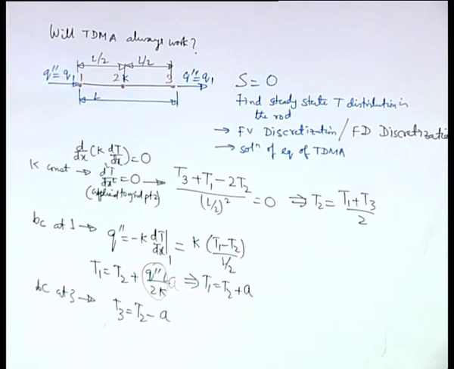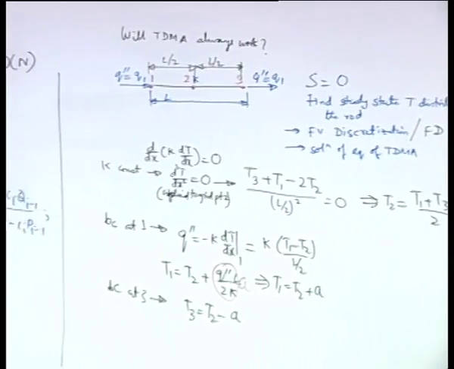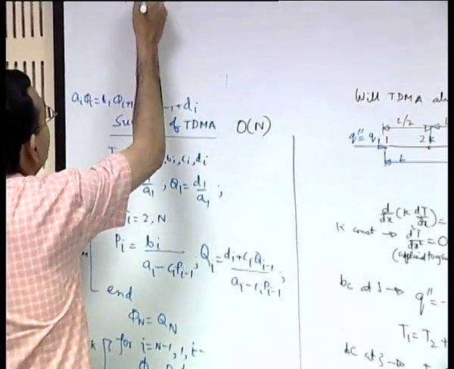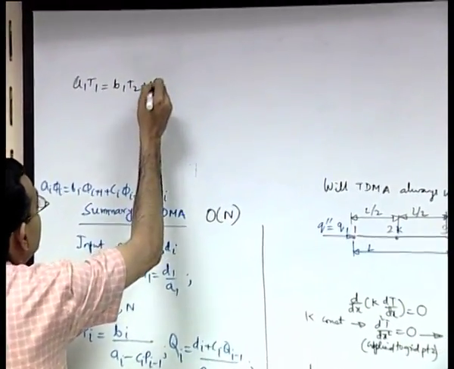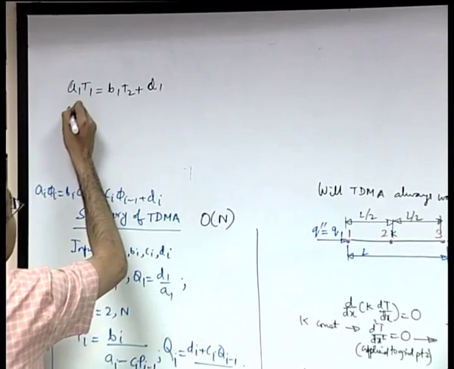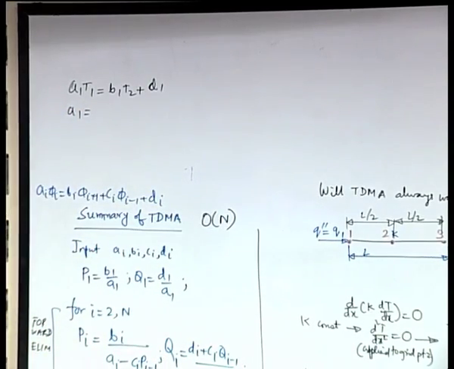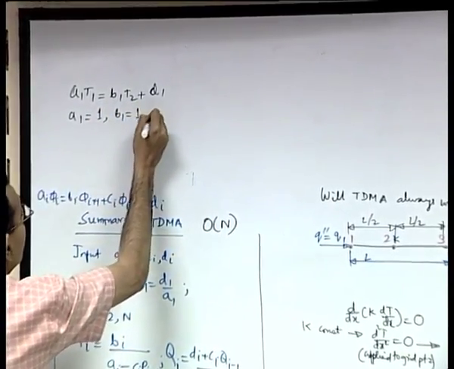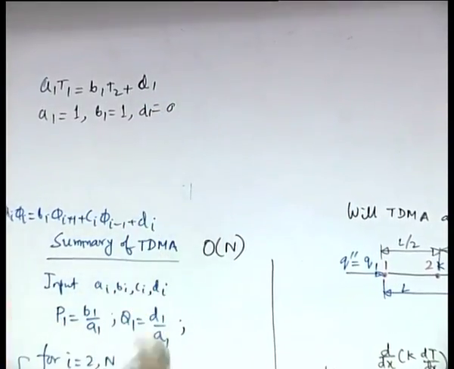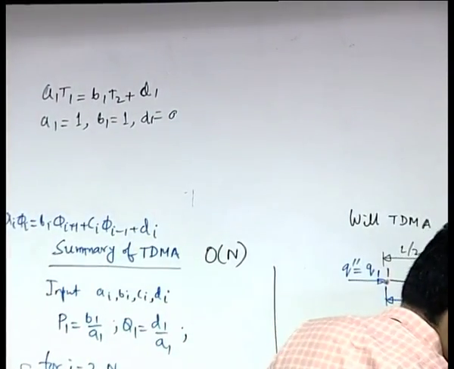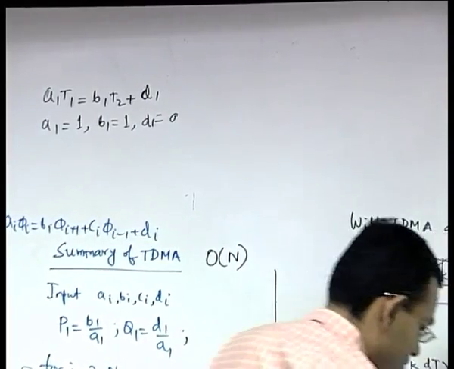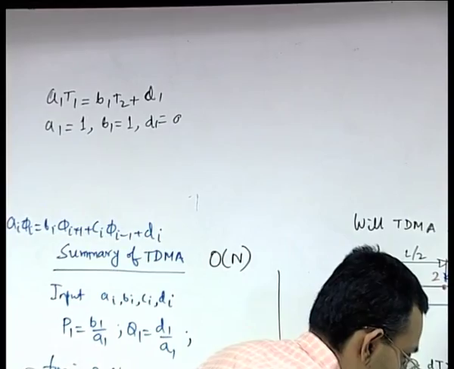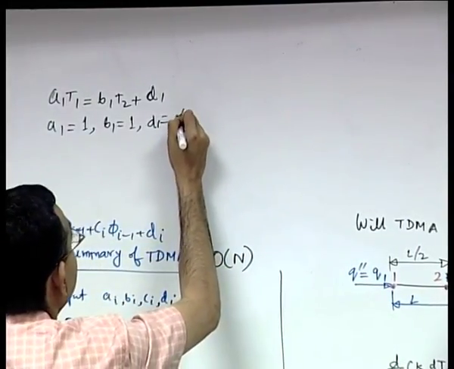So, now let us try to arrange these equations in this particular form, Ai phi i. So, A1 T1 is equal to B1 T2 plus D1. What is A1? A1 is 1, B1 is 1, and D1 is, in place of A, let us give it a different name because A is already there, say alpha. So, D1 is alpha.